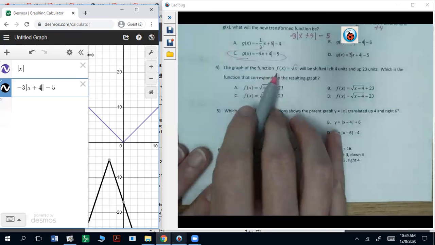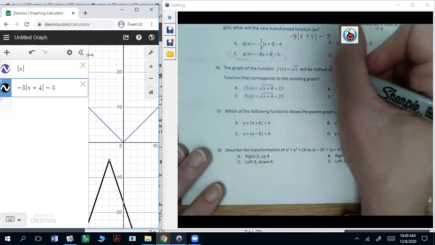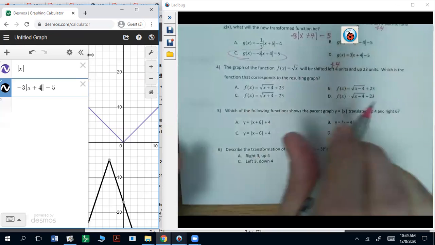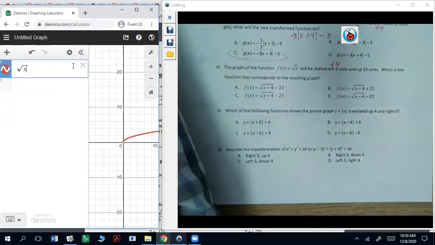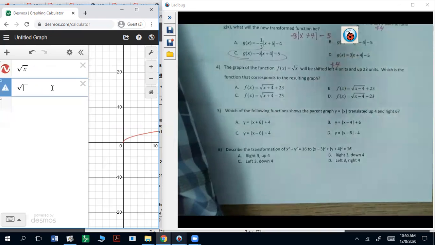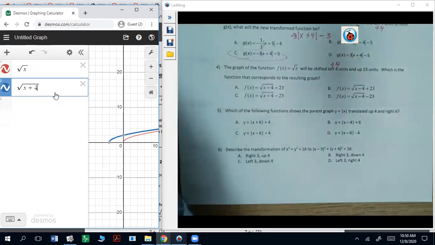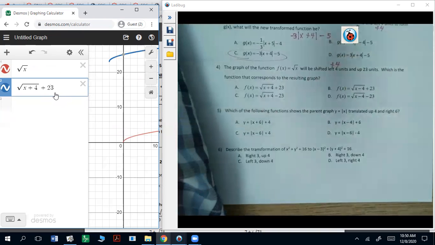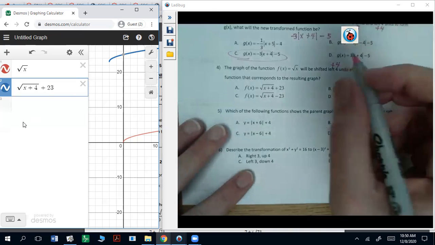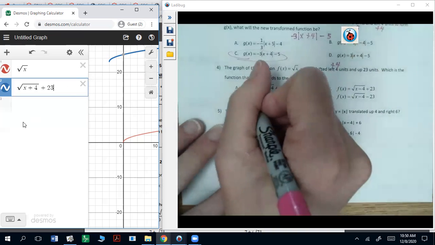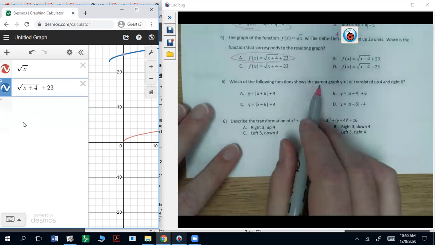Number 4, the graph of the function f of x equals square root of x will be shifted left 4 and up 23. Left and right is the opposite, so left 4 will be +4 again. Square root of x plus 4, shifted it left 4. And up 23, that's going to be +23, way up there. So +23 at the end. +4, +23, okay.